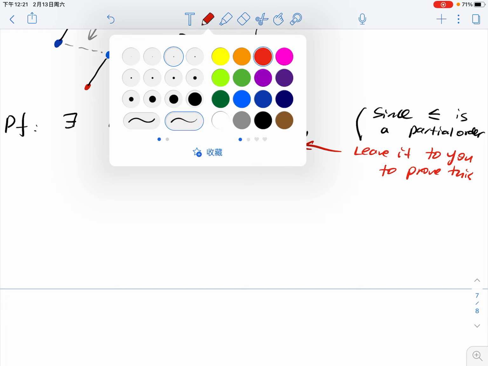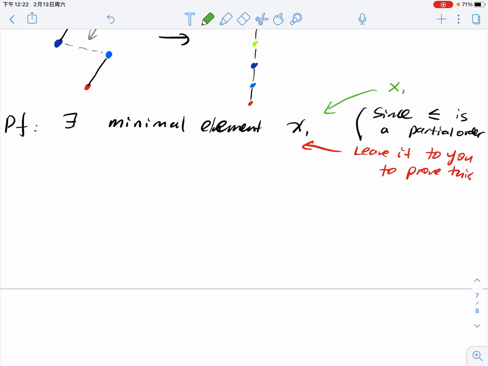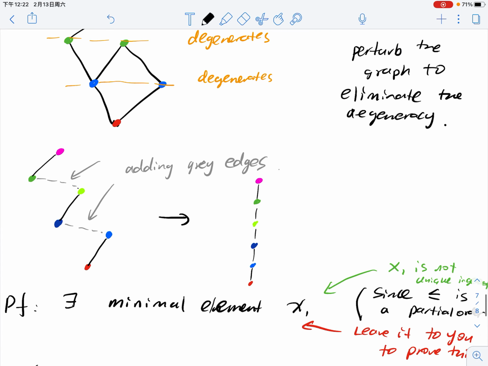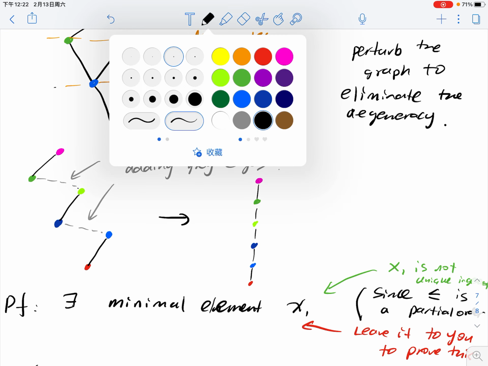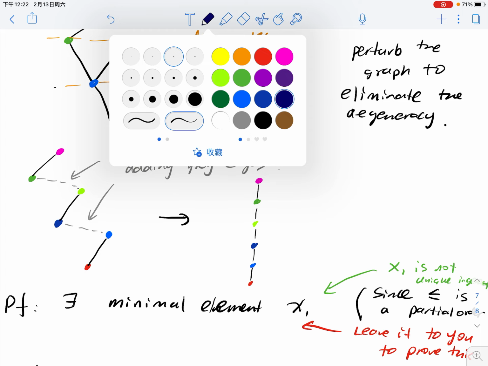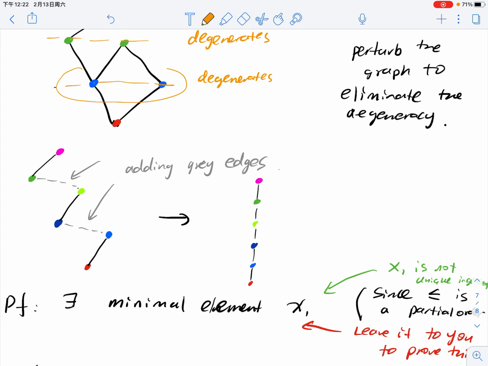And also, the second thing is x1 is not unique in general, which contradicts the phenomenon for a total order. If it's not unique, that means you have some degeneracies, just like here.